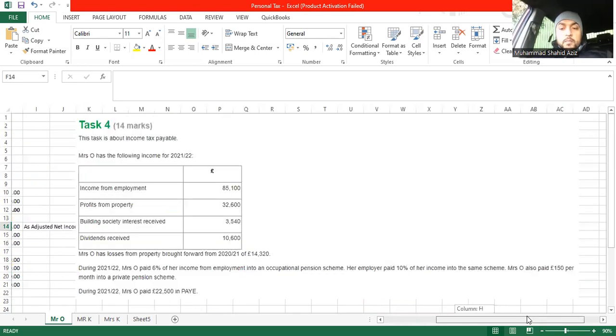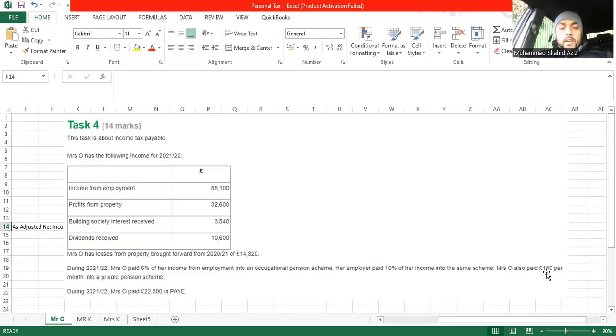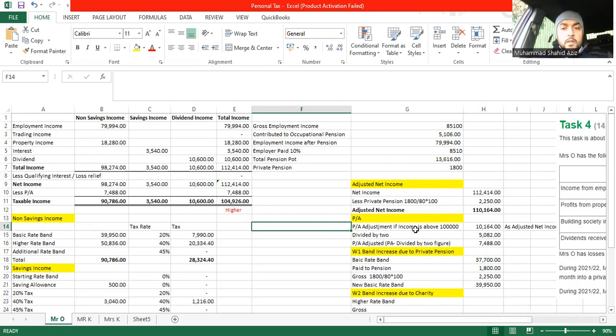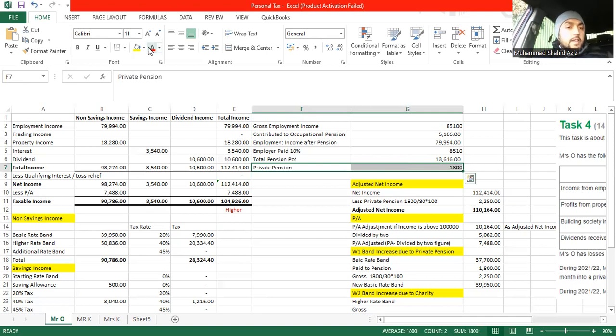The next one is Mrs. O also paid £150 per month into a private pension scheme. This is a trickier part now. £150 per month means in a year, 150 multiplied by 12. So the total contribution in a year is 1,800. So here, 1,800.